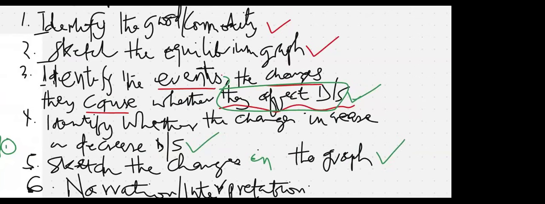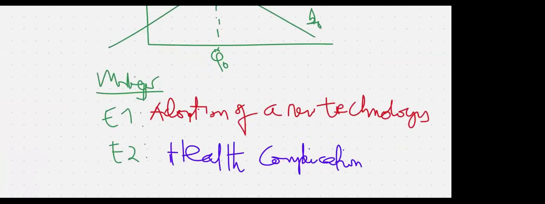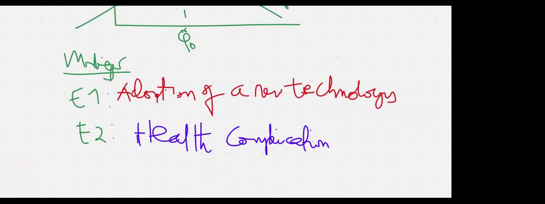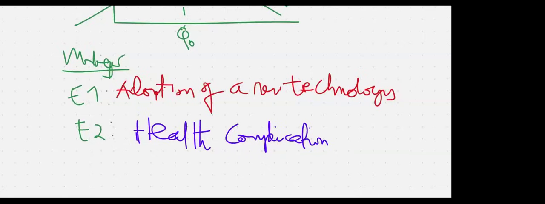Now, whether they affect demand or supply, this first event, will it affect demand or supply? Adoption of a new technology, will it affect demand or supply? Since it's the producers who acquired a new technology, since it would cause production to be low, since it will cause the business to produce more of this MKM cocoa drinks, then it will affect supply.